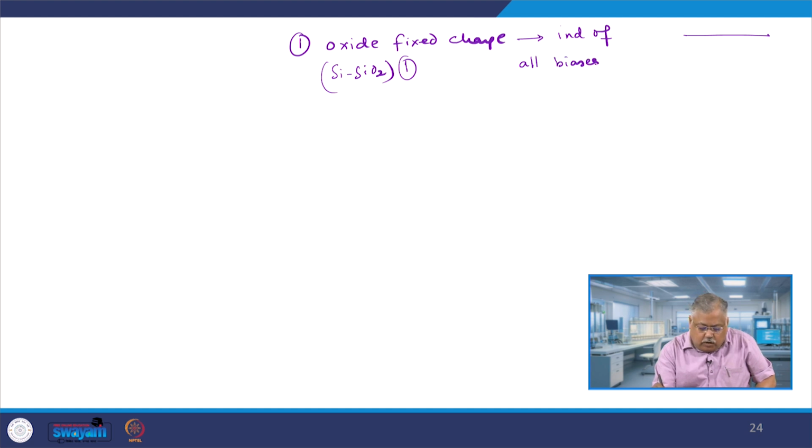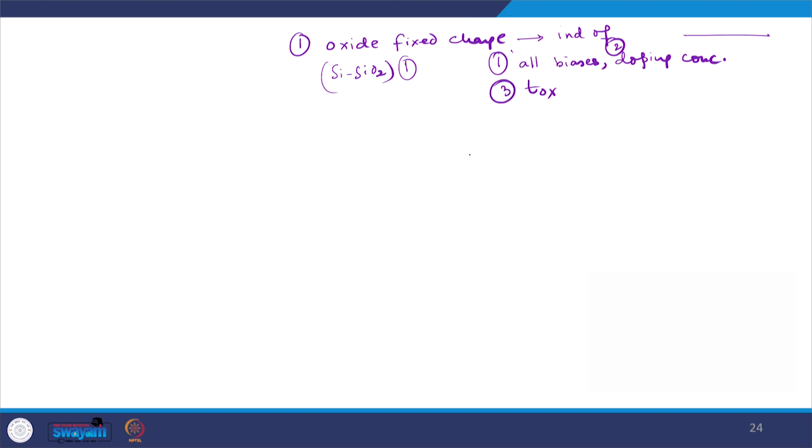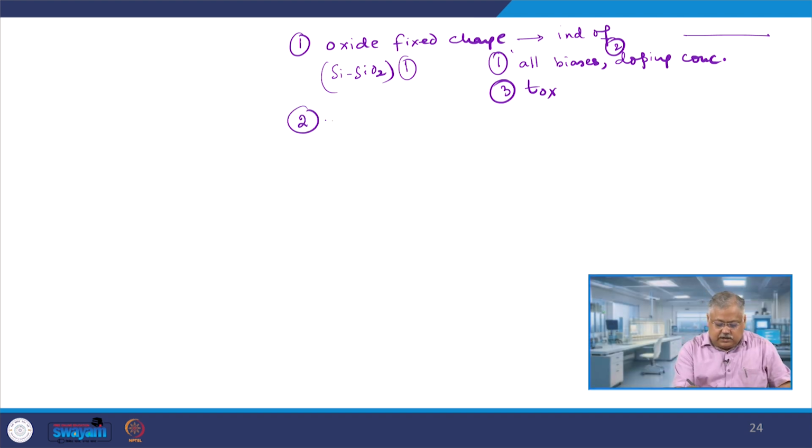They are independent of all biases, doping concentration, and oxide thickness. It is independent of all biases, all doping concentration, and all oxide thickness. They depend primarily on the fabrication procedure steps. The second one is referred to as oxide trap charges.